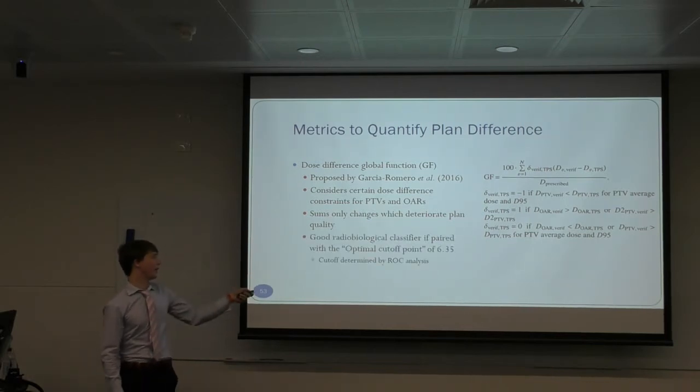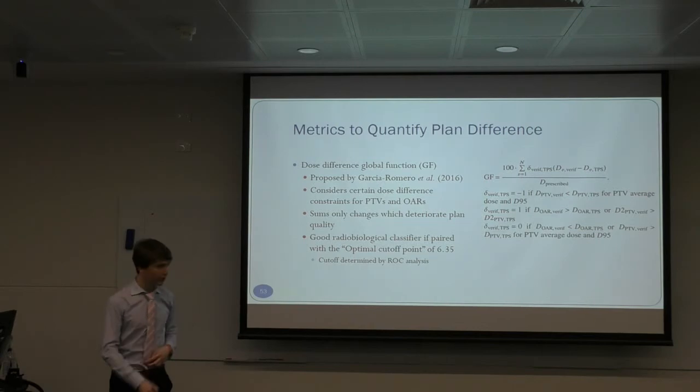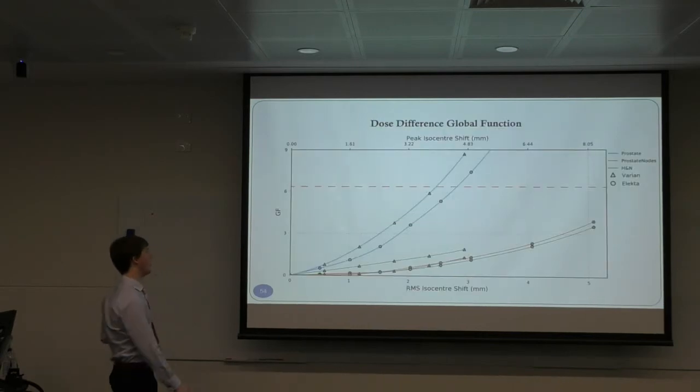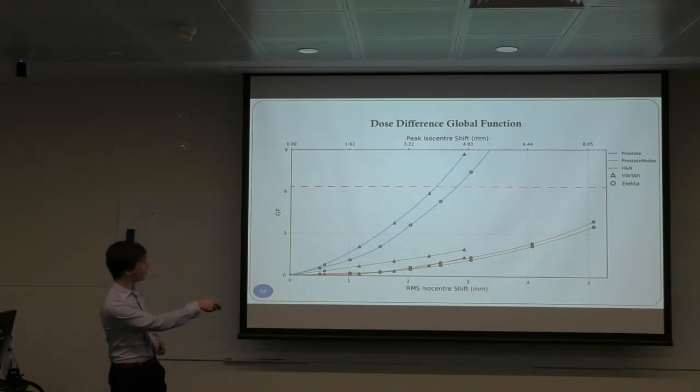What they found by ROC analysis is that if you use a cutoff of 6.35, you've got a good classifier. So I implemented that one as well. And what we see is that, especially for the prostate, you only need a root mean square isocenter shift of about 2.5-ish before you've got to say this plan isn't good enough.